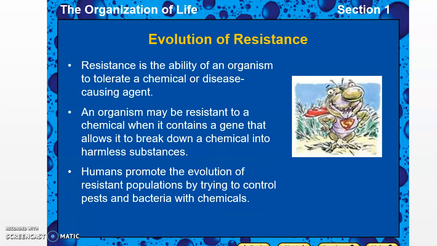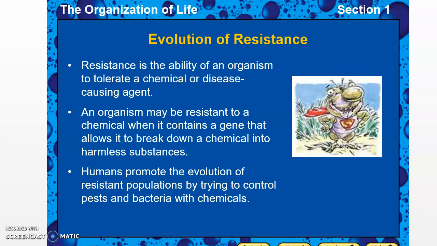Evolution of resistance. Okay, so now we have to talk very quickly about evolution of resistance. This is the ability of an organism to tolerate a chemical or disease-causing agent. As the organisms become resistant to the chemical, they're able to continue to pass their DNA on and have other animals and bugs that are resistant to that pesticide. So they're constantly having to put new and different chemicals on the crops to keep the pests away so the crops don't die.